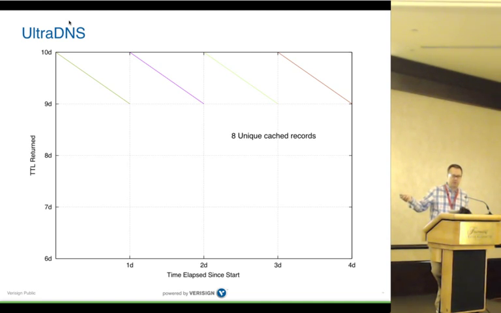We get a new timestamp in our data. And this repeats, of course, very nicely. You can't really see, but there are actually 8 unique records in this data set. They line up exactly. So it looks like there's 4, but there's really 8 separate records that were returned to us from the OpenDNS servers.